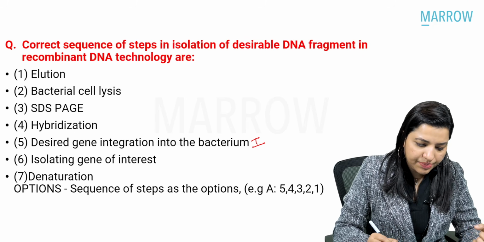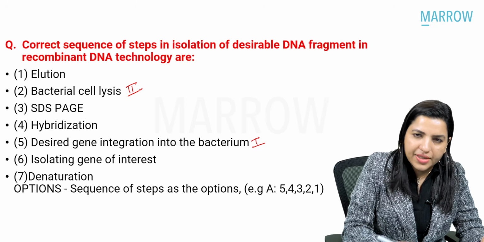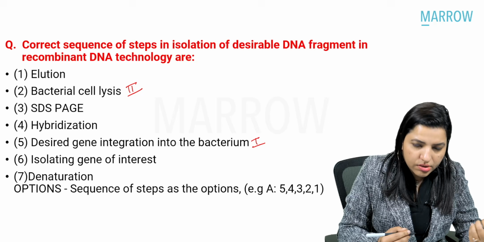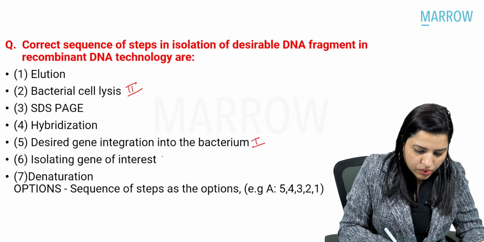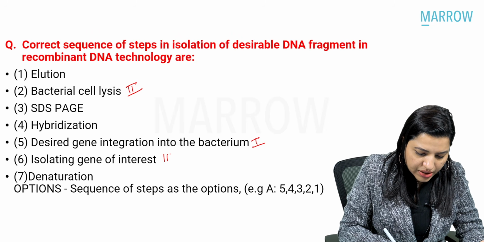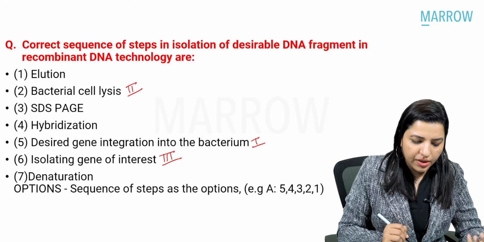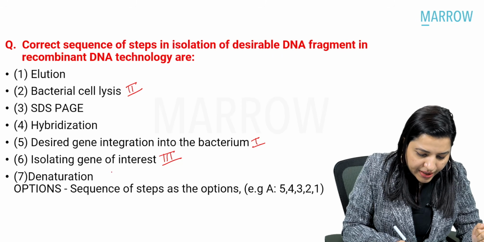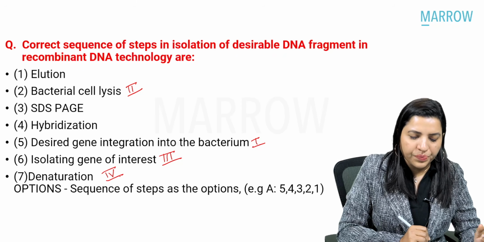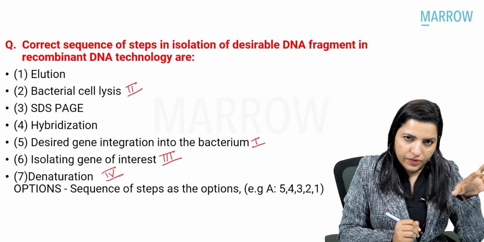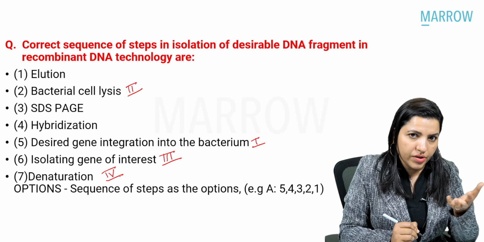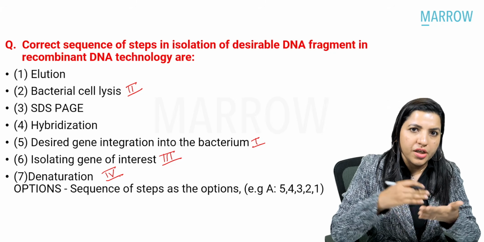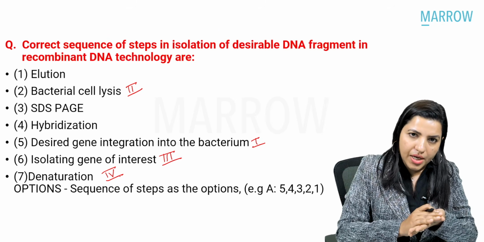Then the second step is the bacterial cell lysis. Then once the cell is lysed, we have to isolate the gene of interest. So we are isolating the gene of interest. Then the third step is once the gene is isolated, we have to denature it. That is the fourth step. Then we add a specific, depending upon what it is, if it is a DNA, we will add a DNA which is complementary to it. If it is a cDNA, we will add an mRNA.